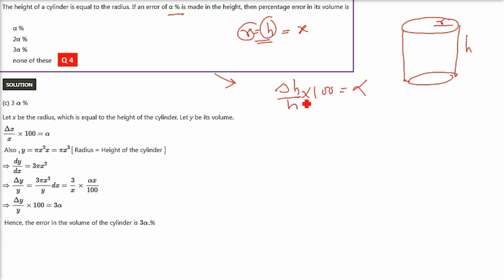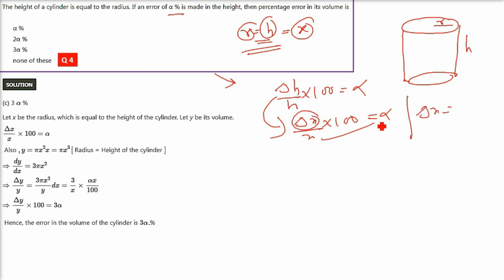So this delta h by h into 100 equals delta x by x. So replace delta h by delta x, replace h by x into 100. So they are actually the same in the question. And this is alpha only. Delta x can be computed from here. It's going to be x goes up, 100 goes down. So alpha x by 100. This is your delta x.